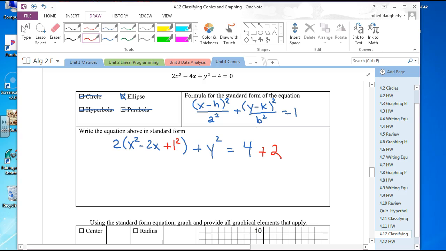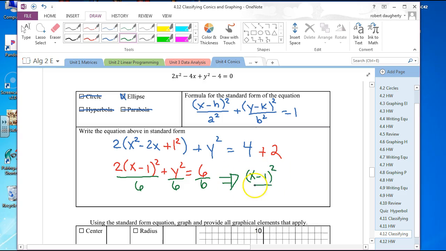Okay. So this becomes 2 times (x minus 1) squared plus y squared equals 6. Now what do I do? Divide by 6, right? What's 6 divided by 2? 3. So this becomes (x minus 1) squared over 3 plus y squared over 6 equals 1. So it's vertical because the 6 is greater than 3.